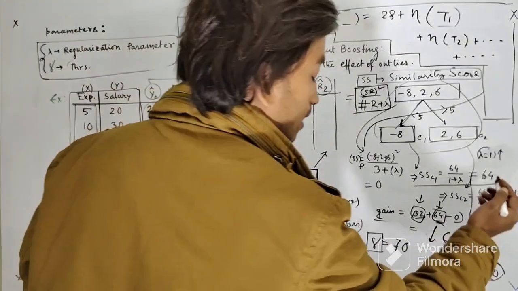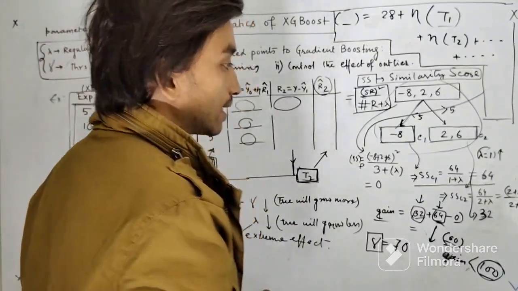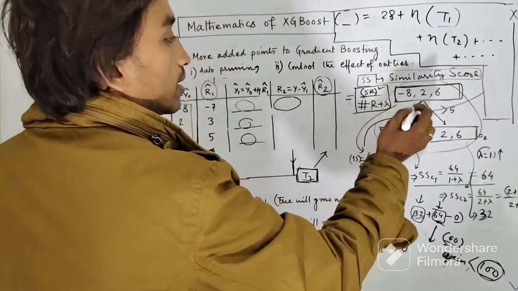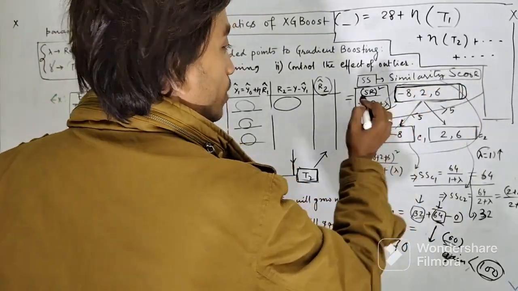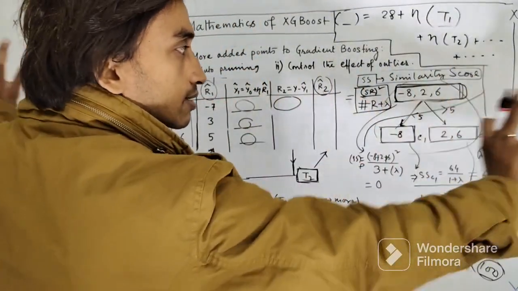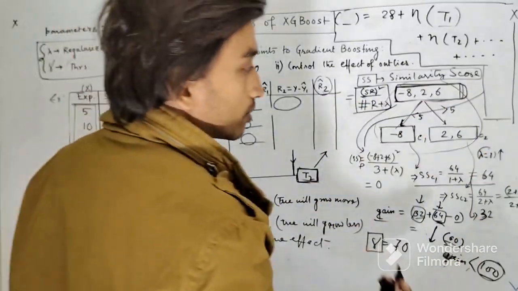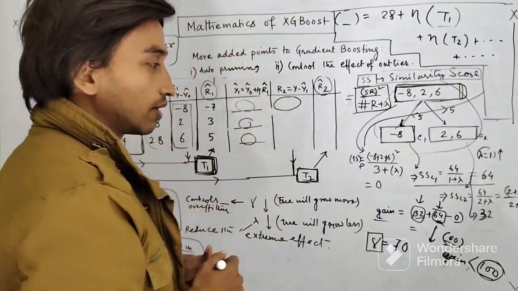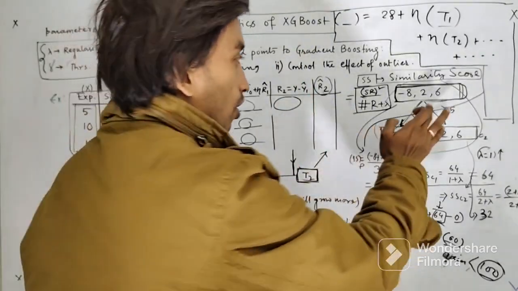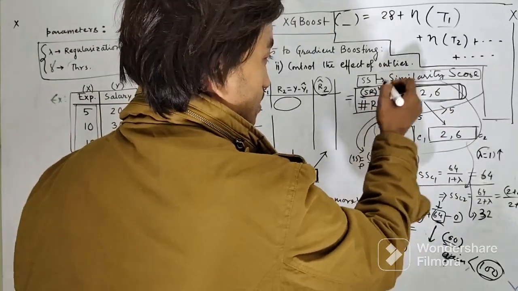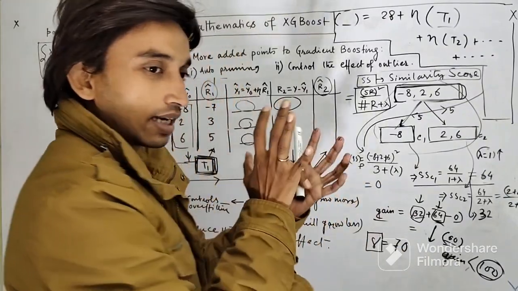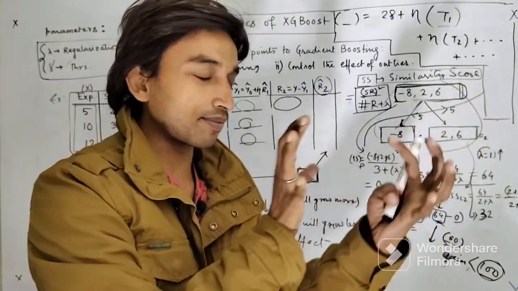And another thing lambda does, what is that? Let us suppose there is an extreme effect over here, because there is minus 8 and 2 6, the data is too much sparse over there. So if you increase this lambda, what will happen? In the denominator, it will try to nullify the effect of this similarity score, or it will reduce the similarity score in such a way that it will nullify the extreme effects.